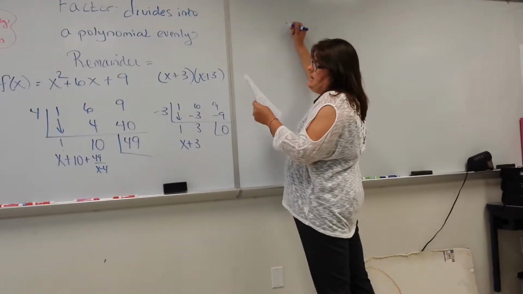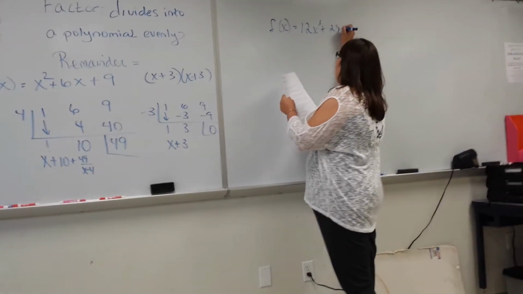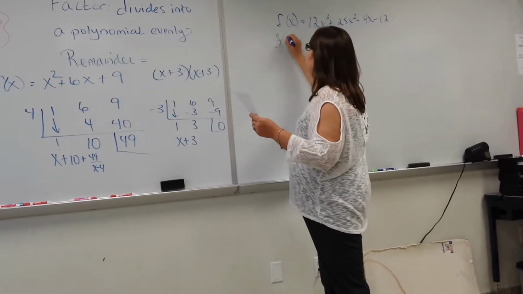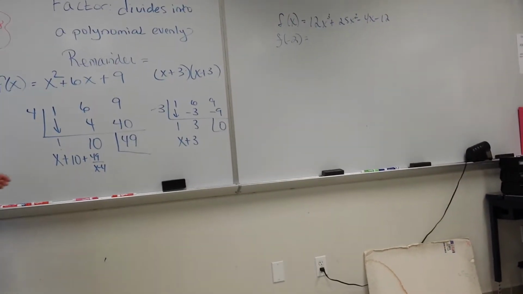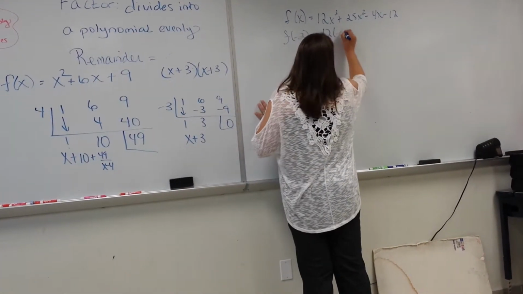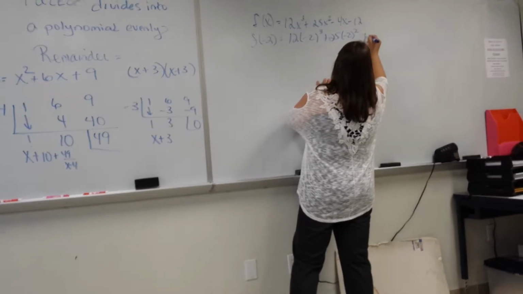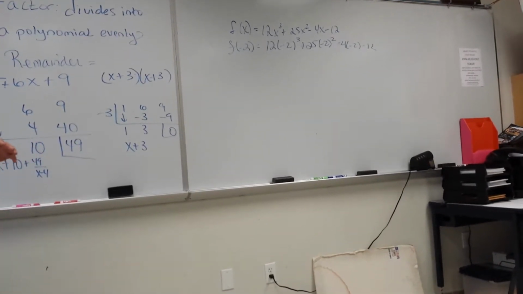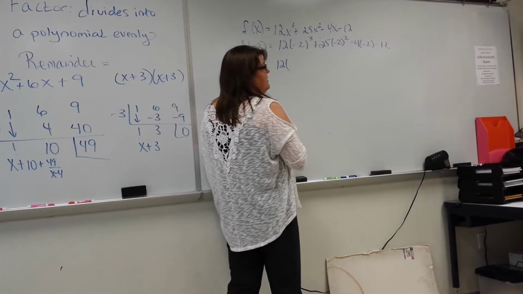So the first thing we do is we take f of x equals 12x cubed plus 25x squared minus 4x minus 12, and we want to find f of -2. And we want to show that it's equivalent to 0. So when I plug in -2, I get 12 times -2 cubed plus 25 times -2 squared minus 4 times -2 minus 12. Are we good so far? Are we comfortable? Okay. So 12. What's -2 to the third?